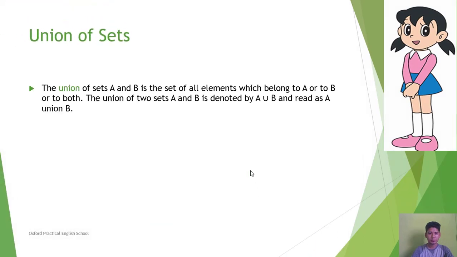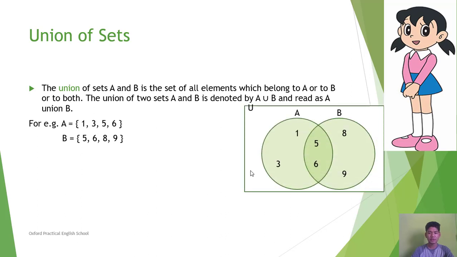Union of sets. The union of sets A and B is the set of all elements which belong to A or to B or to both. The union of two sets A and B is denoted by A ∪ B and read as A union B. For example, the elements of set A are 1, 3, 5, 6. The elements of set B are 5, 6, 8, 9. So this is how it is represented in a Venn diagram.